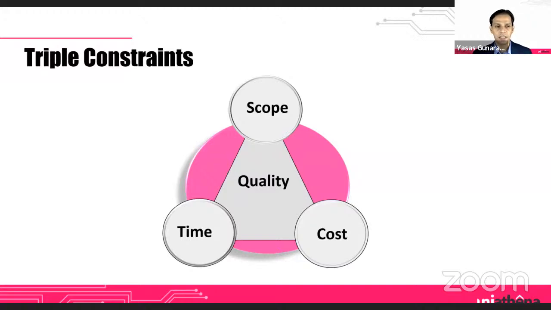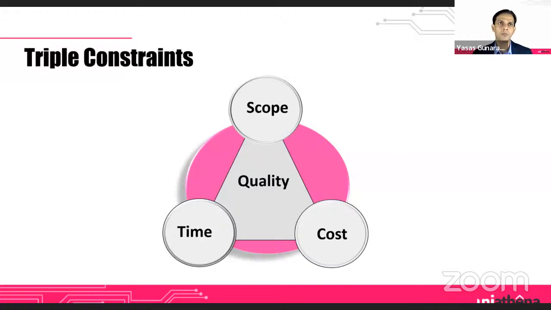Hence, I spent some time on this. Okay, so now we know what a project is. We know the constraints in a project. We know what project management is all about. But let's try to understand the benefits of project management, because it's quite important.